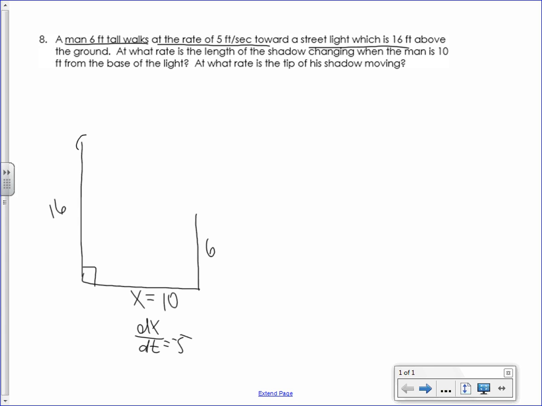Now, if we think about this as a light shining up here, that looks like a flower, okay? But if it's shining from this, here's the top of the dude's head. This part down here is going to be the shadow, because the guy's blocking out the light. So we'll call this S for shadow. And right here is going to be the tip of the shadow. So that's what we're going to be looking at for the second part of the question. But for this bit, it's asking us the rate that the length of the shadow is changing. That's going to be ds dt.